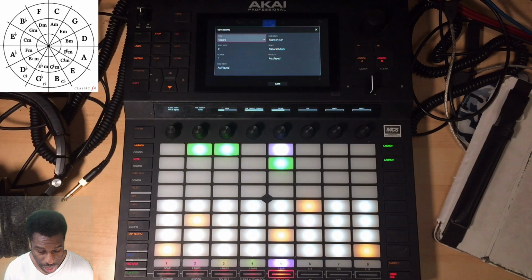So that was talking about note config and looking at basslines. So I hope that's been helpful.